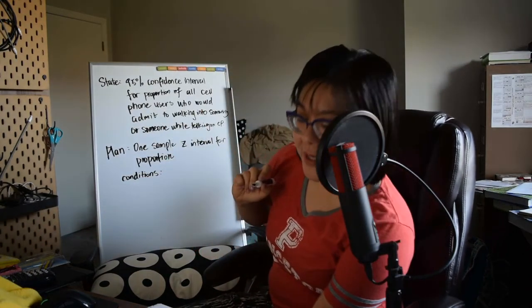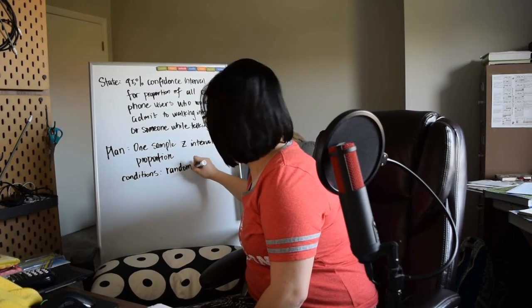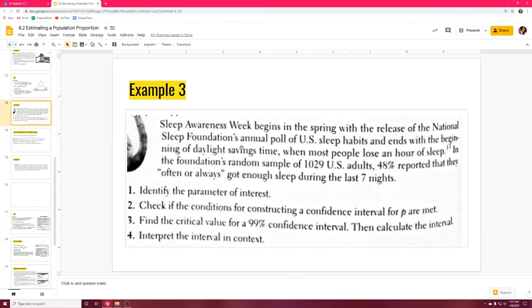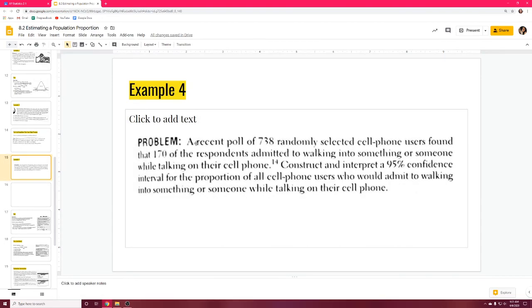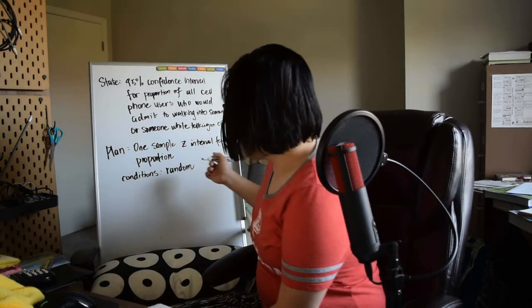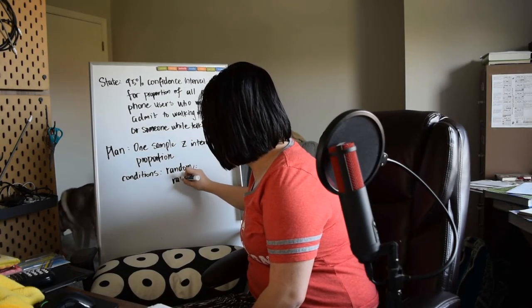Number 1, we want to see if it's random or not. Let me go back to the question very quick with you. In the question they said, "A recent poll of 738 randomly selected cell phone users." So since it's randomly selected, we check it is random. So over here, you're gonna write it down, random.